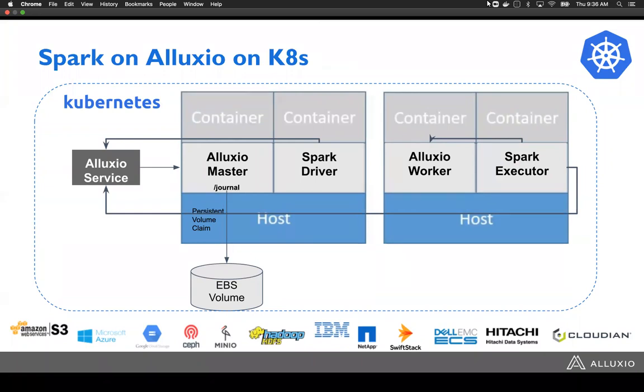So when you're running Spark on Alluxio in Kubernetes, we'll have a Spark driver being deployed on some node in the cluster, and we'll also have a set of Spark executors. Now, a Spark driver and a Spark executor both have the Alluxio client jar embedded in them, and they connect to Alluxio masters to identify the location of blocks, and then they'll access the data from the Alluxio workers.